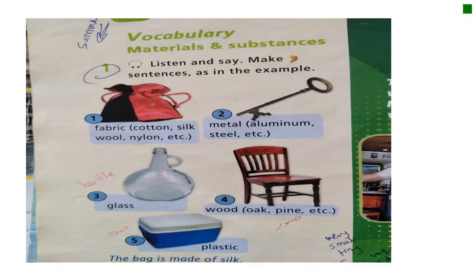First of all, I need you to look at the vocabularies that describe materials and substances. You can notice in these pictures some examples of substances. For example, cotton, silk, wool, nylon are examples of fabric. Aluminum, steel are examples of metal, and picture 3 glass, picture 4 wood, and picture 5 plastic.